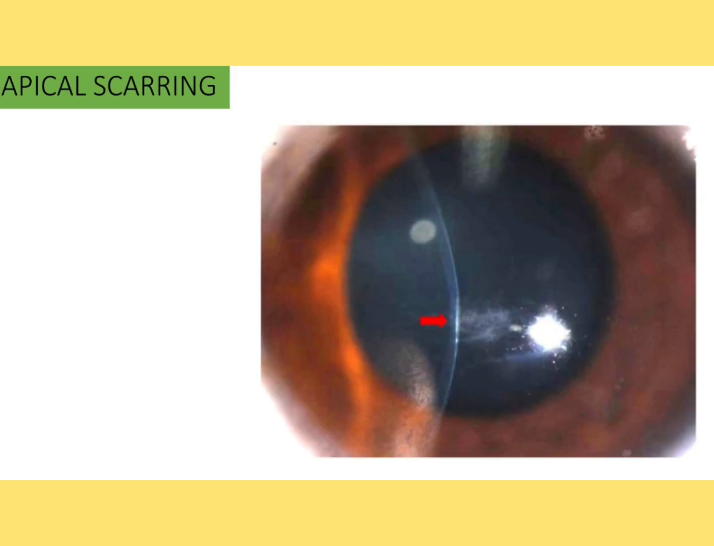Now, apical scarring. Why apical scarring? Because of the conical protrusion of the cornea, it leads to Bowman membrane involvement or Bowman membrane damage. Because of the Bowman membrane damage, it leads to scar formation, because corneal epithelium can regenerate, but once Bowman membrane is disrupted, it can't regenerate. So it leads to apical scarring in the Bowman membrane area.